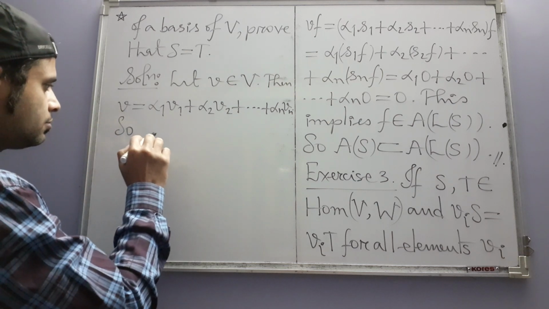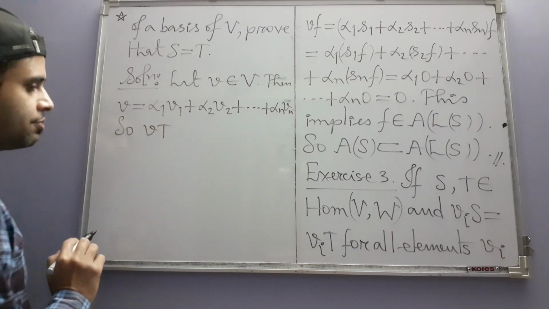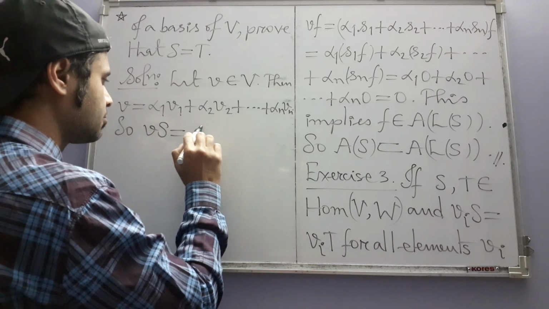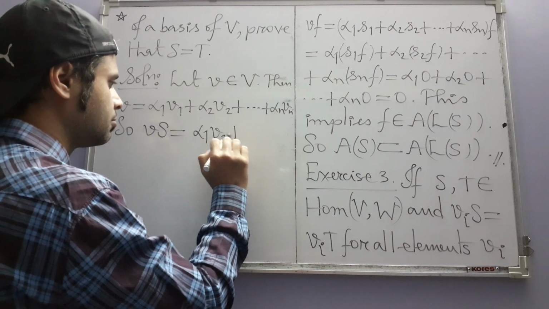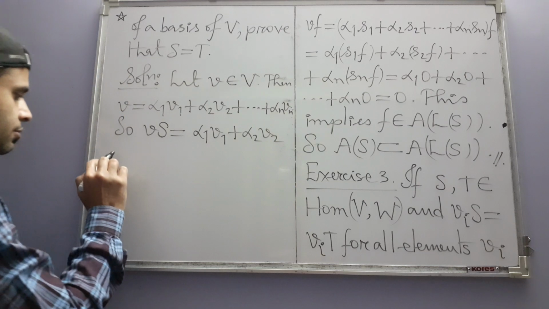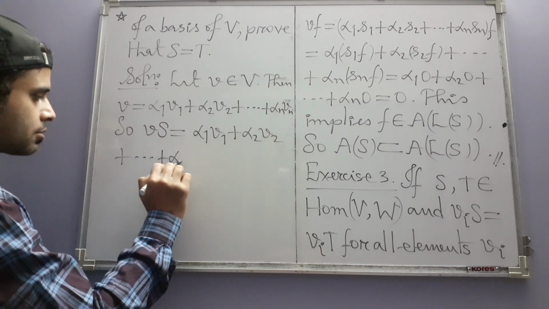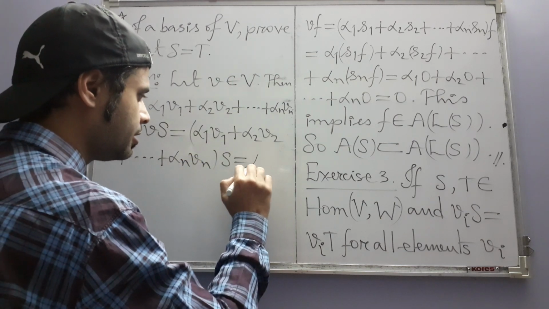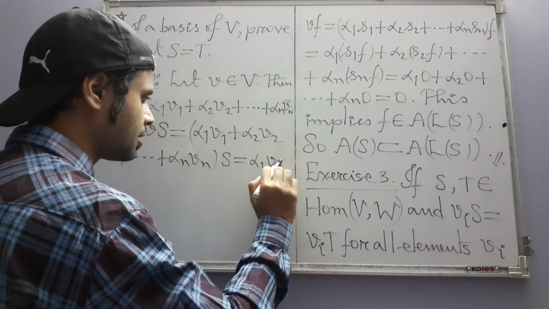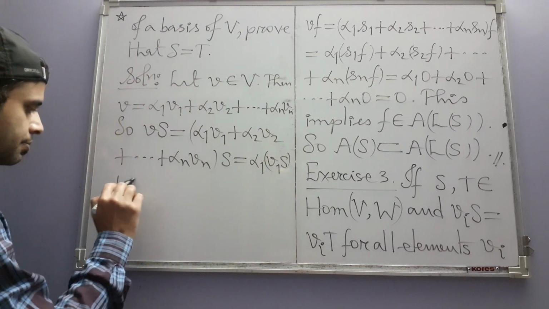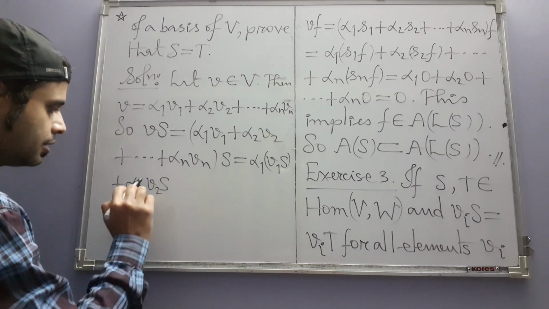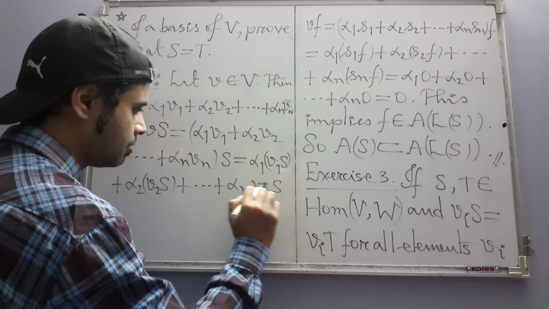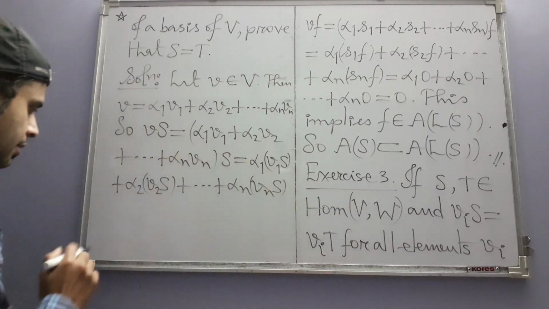So what is V? Let's just apply S first. S of alpha 1 V1 plus alpha 2 V2 plus ... plus alpha n Vn. Using the fact that S is linear, this becomes alpha 1 V1S plus alpha 2 V2S plus ... plus alpha n VnS, and then you use the given condition.